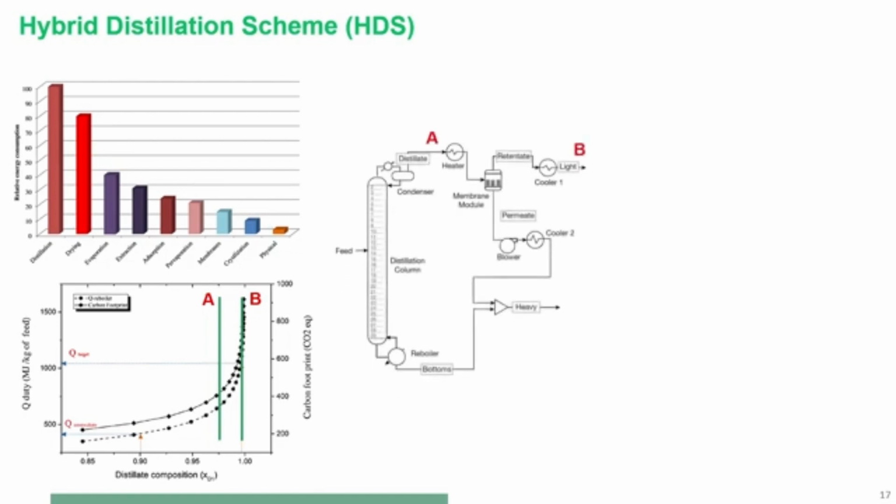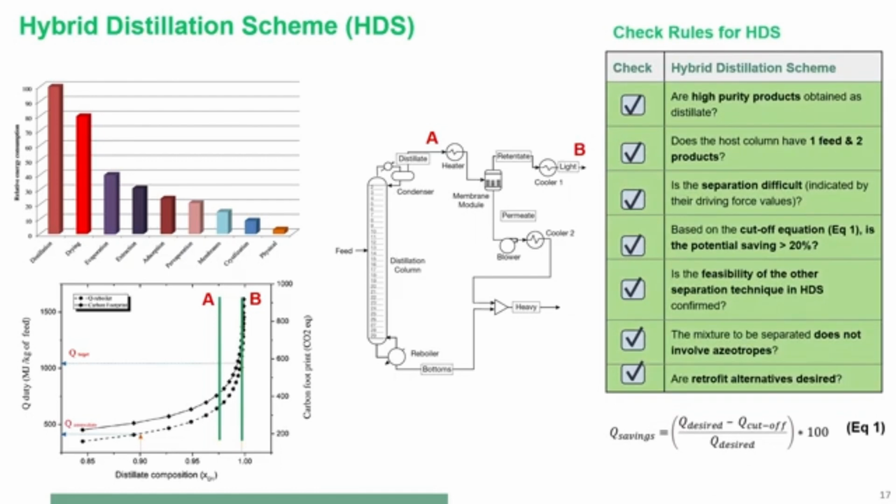The third picture here in the center shows the configuration of the hybrid distillation. The distillation is used until the product purity reaches point A, and then the membrane is used to separate the high boiling compound as the permeate to further increase the product purity to point B as the retentate. So, there are 7 rules that need to be satisfied to apply the hybrid distillation scheme, as shown in the table on the right-hand side here.